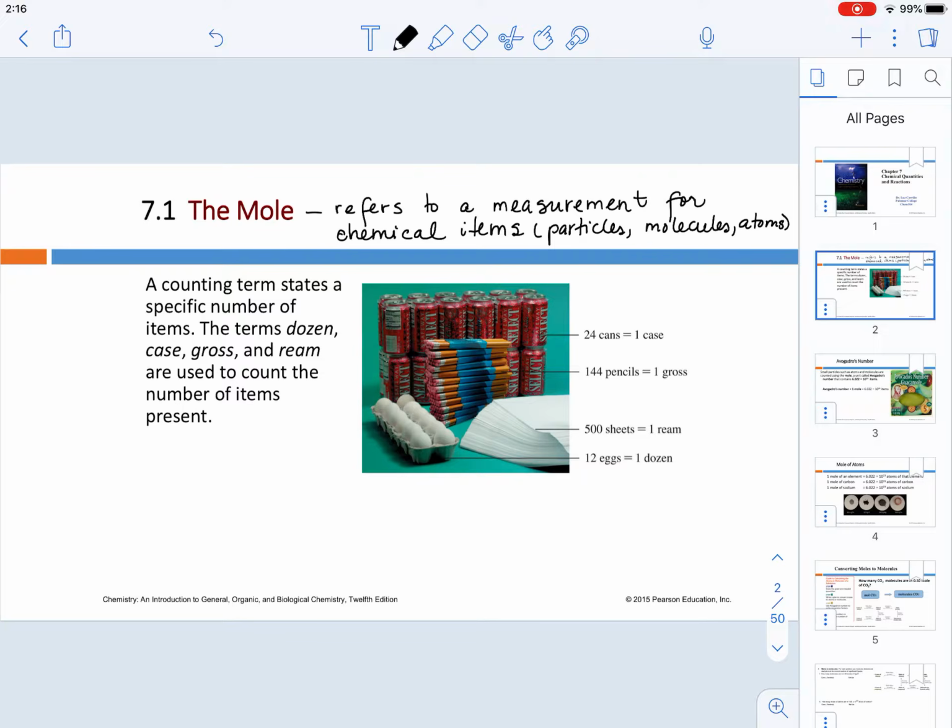So, for example, if you're talking about a case of soda, that refers typically to 24 cans. If you have a gross of pencils, that's going to be 144 pencils. If you buy a ream of paper, that refers to 500 sheets. And as we know, if you have a dozen of anything, including eggs, that's going to be 12 objects. Now, moles are similar conceptually because now we are going to have a specific number of items when we're talking about the chemical world.